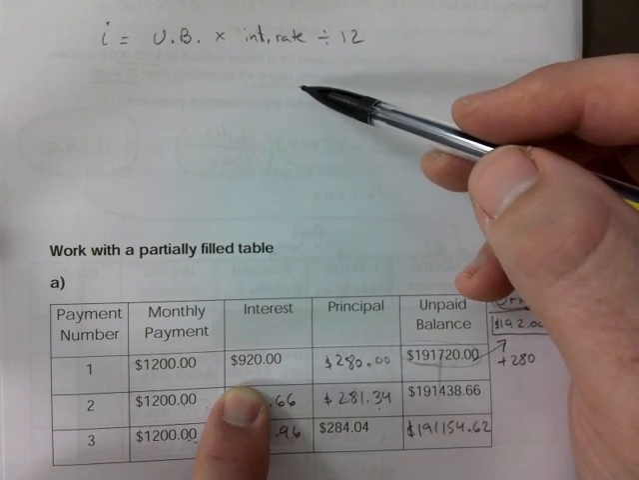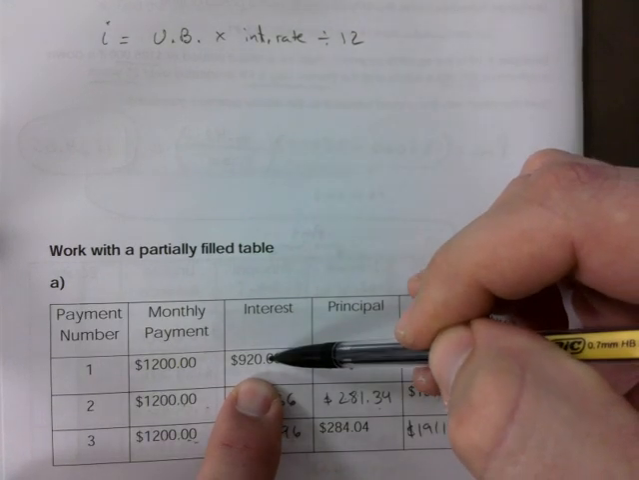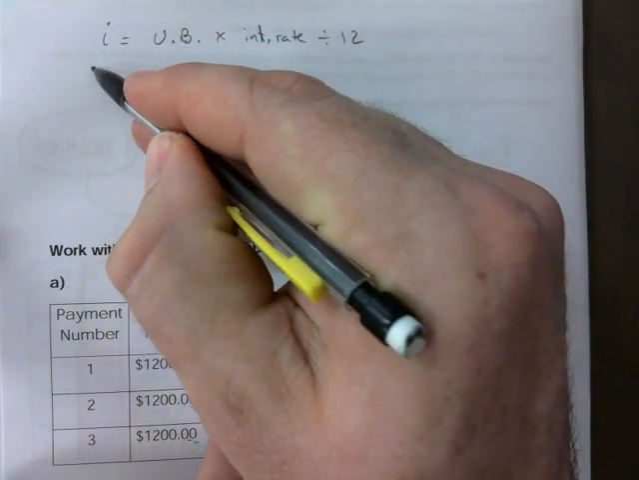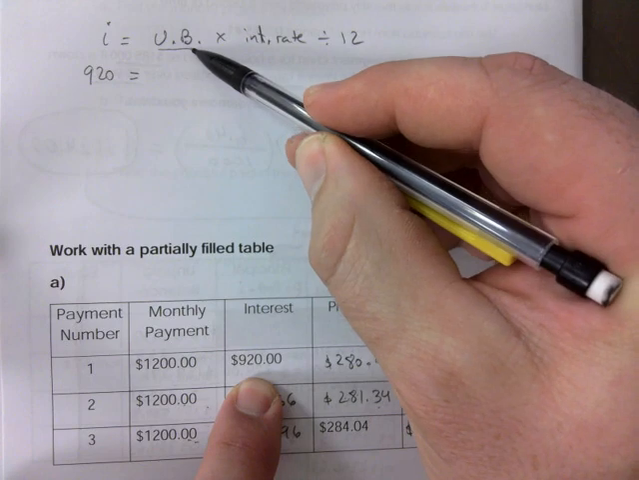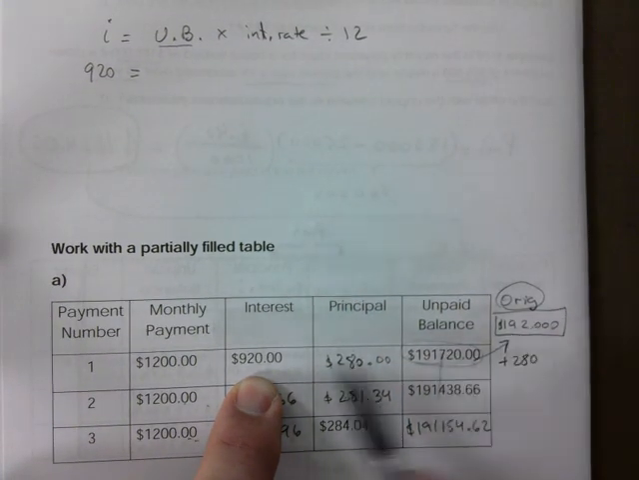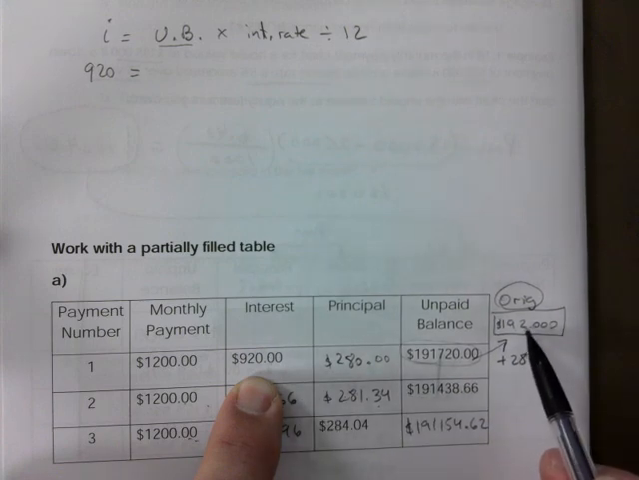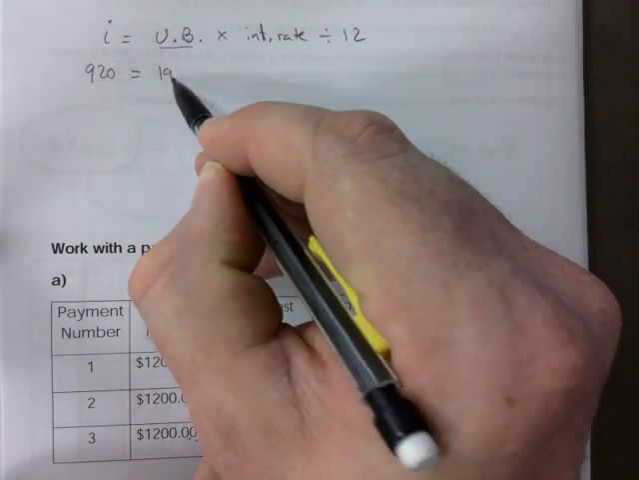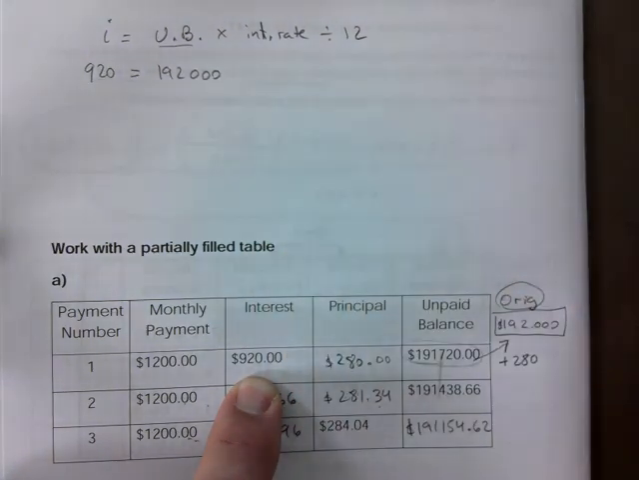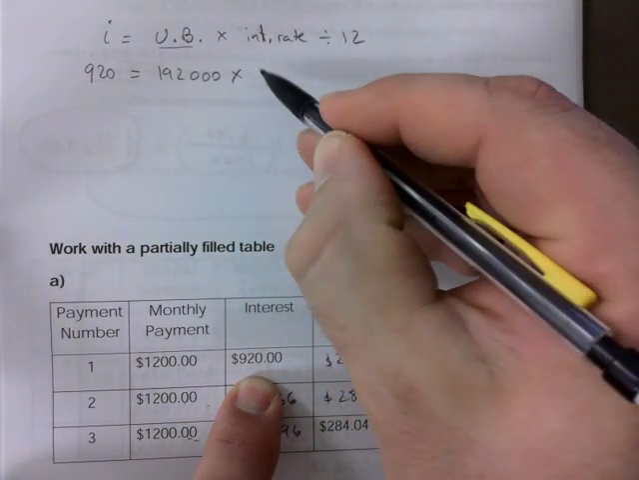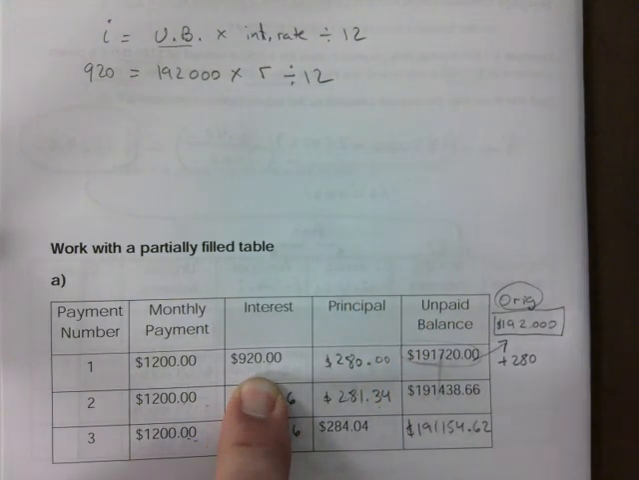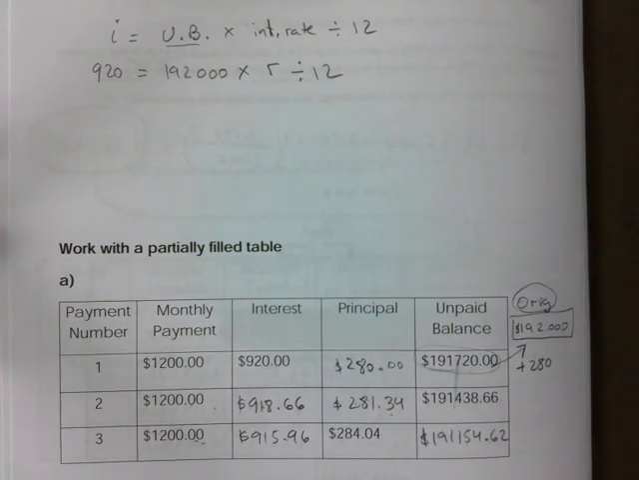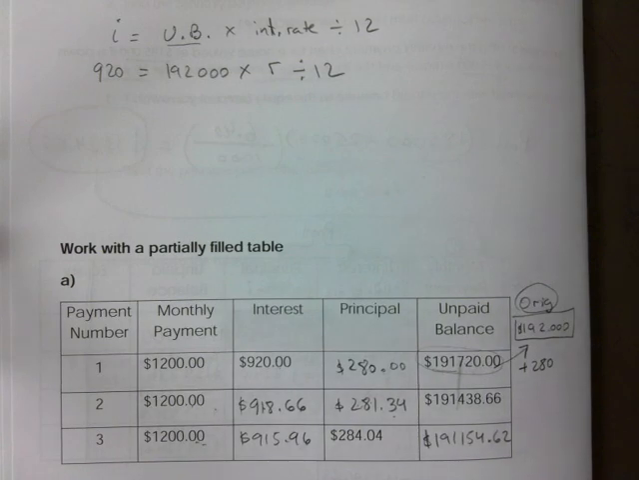Paying attention, the interest for this particular month is 920, so that is filled in there, 920. The unpaid balance is, you've got to go up, right? Like how did you get to the 920? Use that original unpaid balance. So that's 192,000 that goes in there. I'm going to call this R, and I'm just going to stick the divided by 12 there. And now you just need to work backwards.